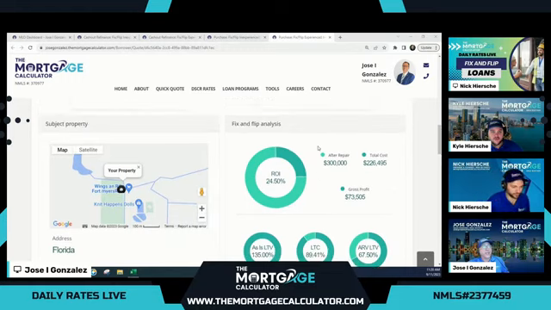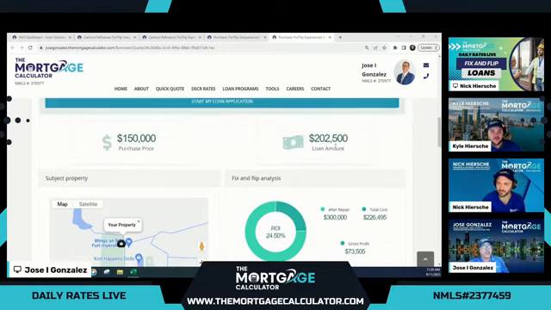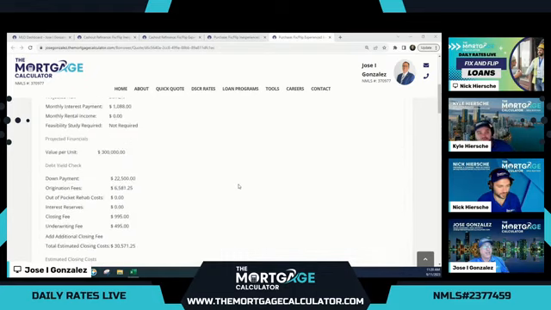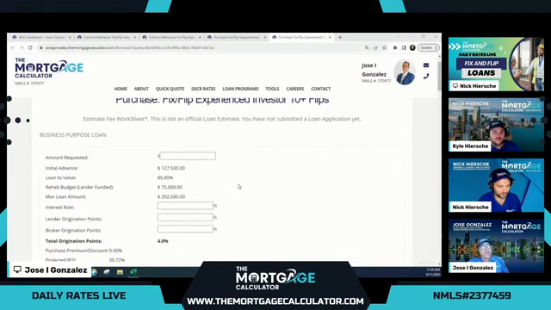We have a rehab budget of $75,000, and a purchase price, which is also our as-is value for this scenario, of $150,000. So $150,000 purchase, $75,000 rehab, $300,000 ARV. Now, this is one of our fix and flip examples. We have many options for fix and flip loans, but this is one of our better examples.